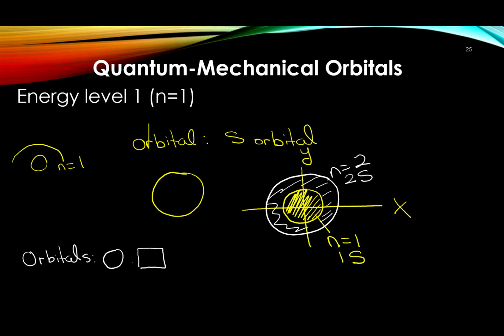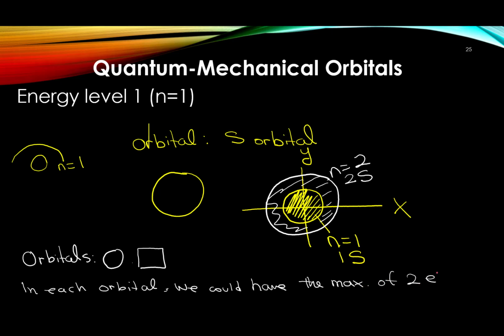Now, in each orbital, let me write it down. In each orbital, you could have a maximum of 2 electrons. That's the maximum number of electrons you could have in each orbital. It doesn't matter if it's an s or any other orbital. You could have a maximum of 2 electrons in each orbital.